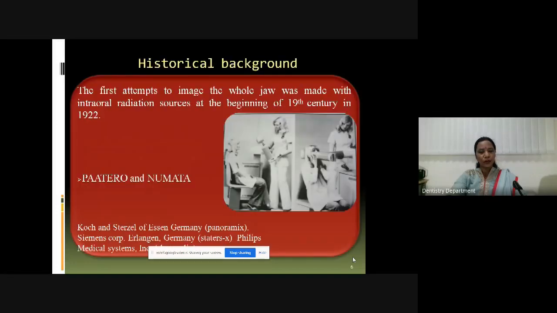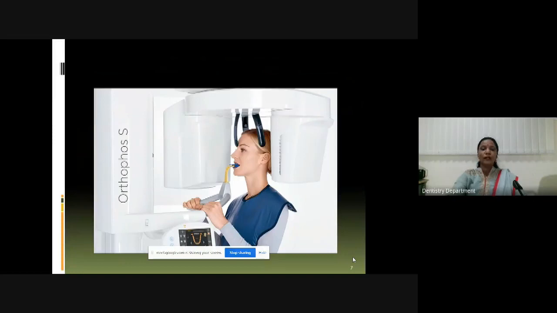Moving on to the historical background, the first attempt to image the entire jaw was made in the year 1922. The OPG machines and the techniques have undergone many revolutions and evolutions. The latest technique was introduced by Paatero and Numata. Different companies are manufacturing different OPG machines under their brand names. Recently, we have digital and fully automated OPG machines. Here, you can clearly visualize the OPG machines.